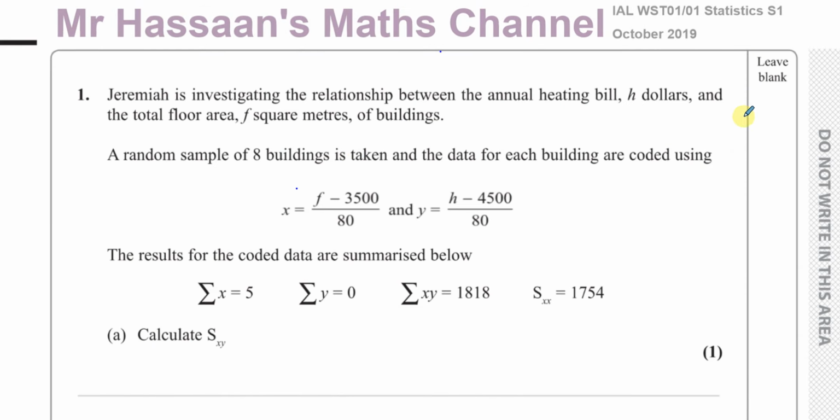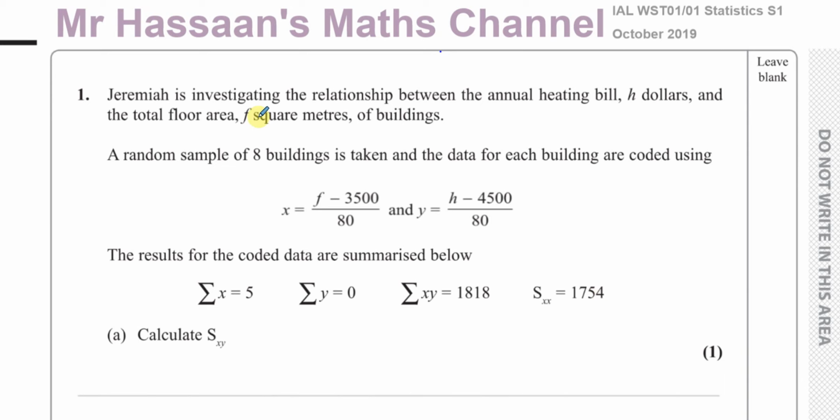Now, question 1 is about correlation and regression and coding of data as well. It says Jeremiah is investigating the relationship between the annual heating bill H dollars and the total floor area F square meters of buildings. A random sample of 8 buildings is taken and the data for each building are coded using X equals (F minus 3,500) over 80 and Y equals (H minus 4,500) over 80. The results for the coded data are summarized below.